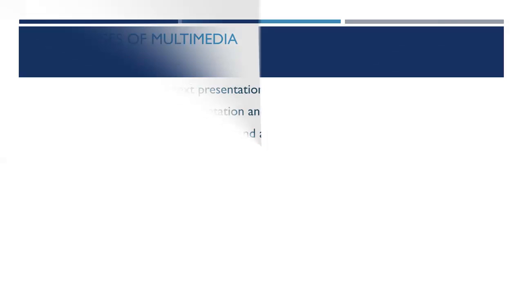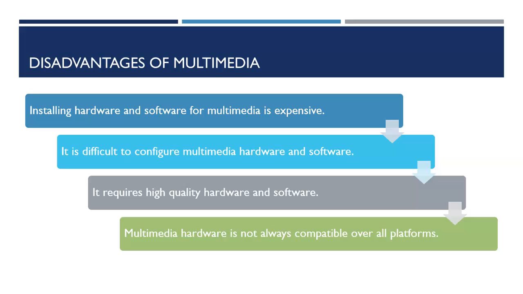Next one will tell us about the disadvantages of multimedia. So the first disadvantage is installing hardware and software for multimedia. It's very expensive. It is difficult to configure multimedia hardware and software. It requires high quality hardware and software, and the multimedia hardware is not always compatible over all the platforms online. Those are the four disadvantages of multimedia.